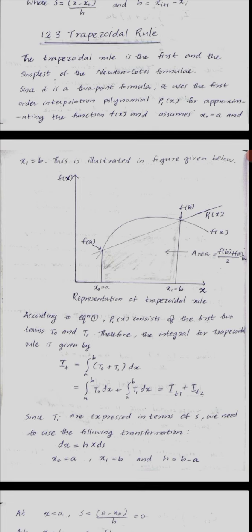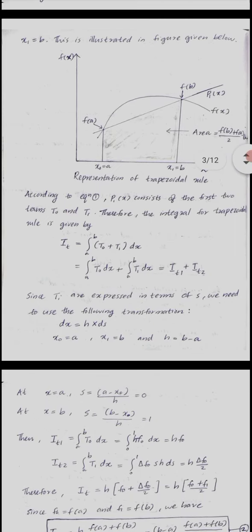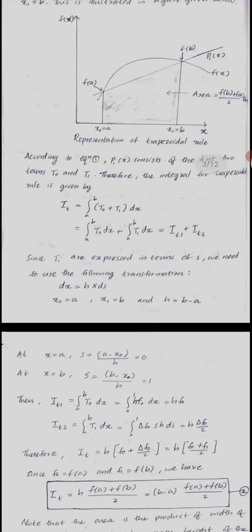Since t_i are expressed in terms of s, we need to use the following transformation: dx equal to h ds, x0 equal to a, x1 equal to b, h equal to b minus a. At x equal to a, s equal to (a minus x0) by h will be equal to 0. That is, when we substitute a for x0, a minus a gives 0. At x equal to b, s equal to (b minus x0) by h equal to 1.